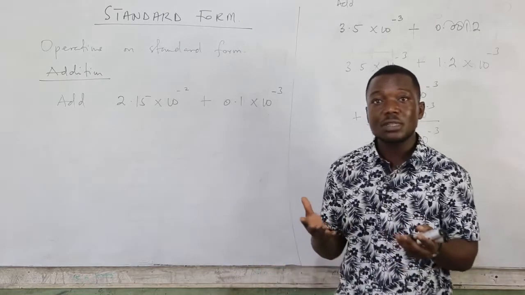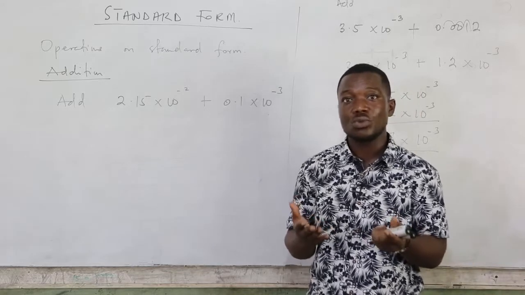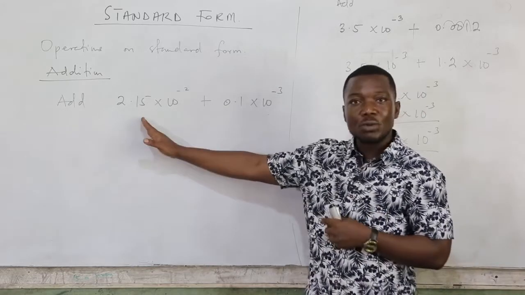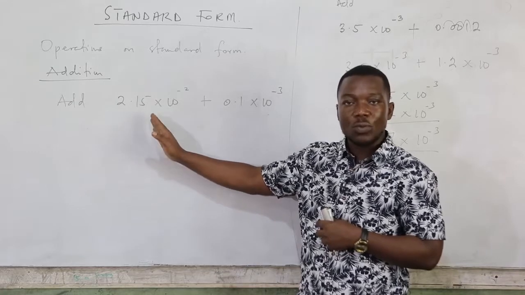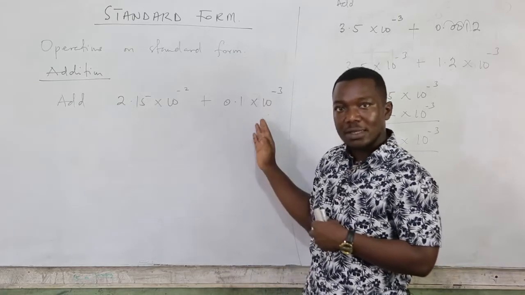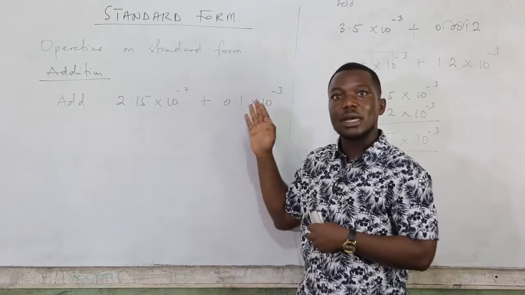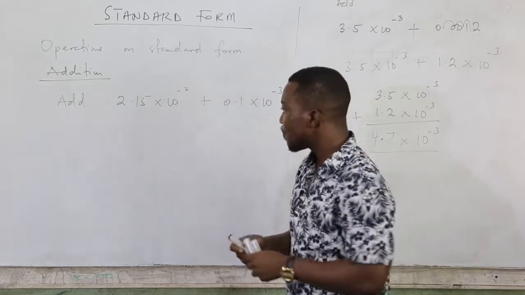First thing is I'm going to change both of them to 10 raised to the power 2, meaning that I'm not going to change this part. It's already with 10 raised to the power 2. I'm going to change this part to 10 raised to the power 2, and then look at what will happen.